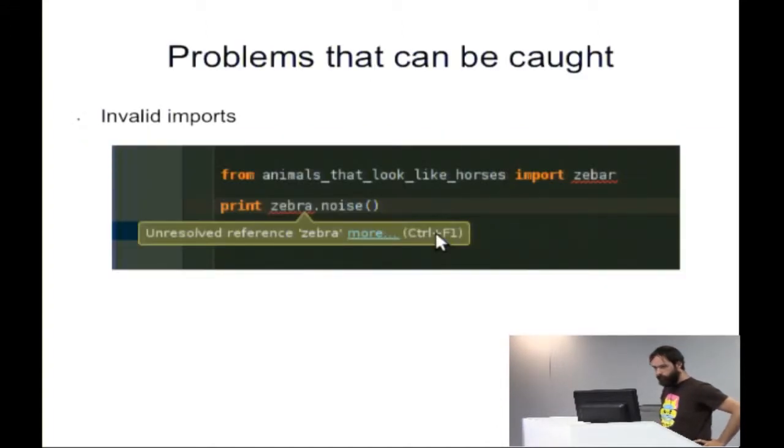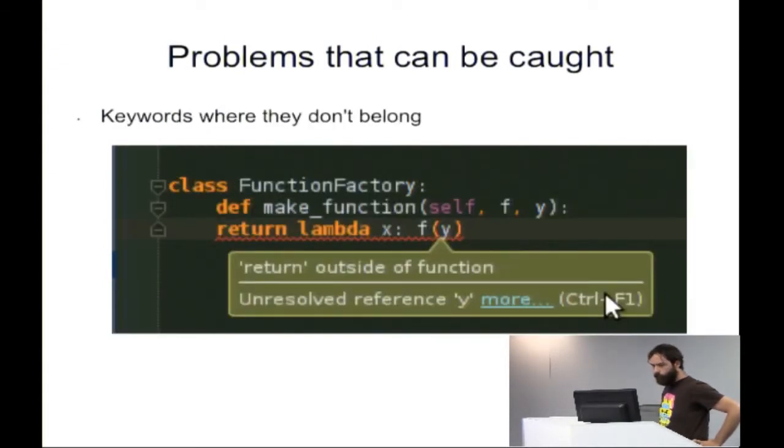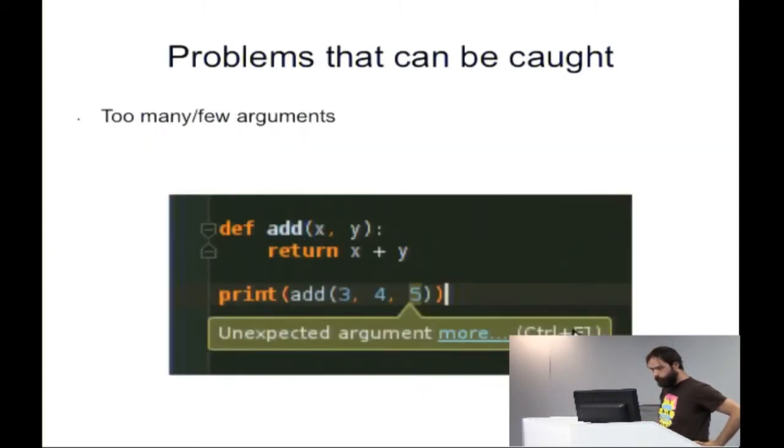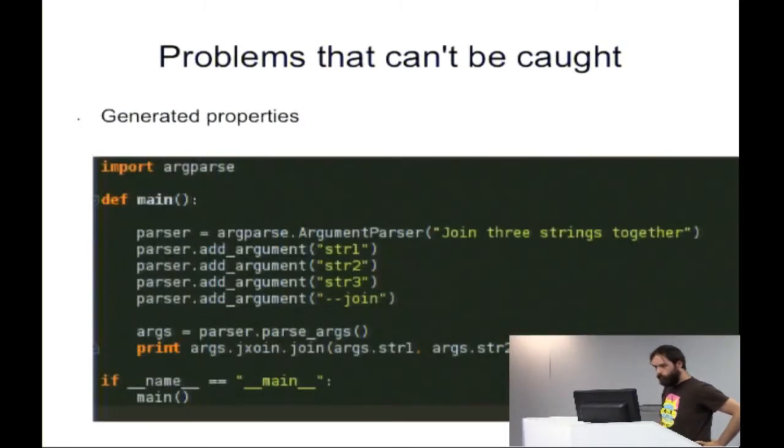So here are just some screenshots. You can get invalid imports. That's easy to detect. Keywords where they don't belong. Here the problem is that the indentation puts the return in the wrong space. In this case, it's smart enough to tell that there's no possible paint method there. But if you see down at the bottom there, it does know about draw. Too many or too few arguments is also easy to detect.